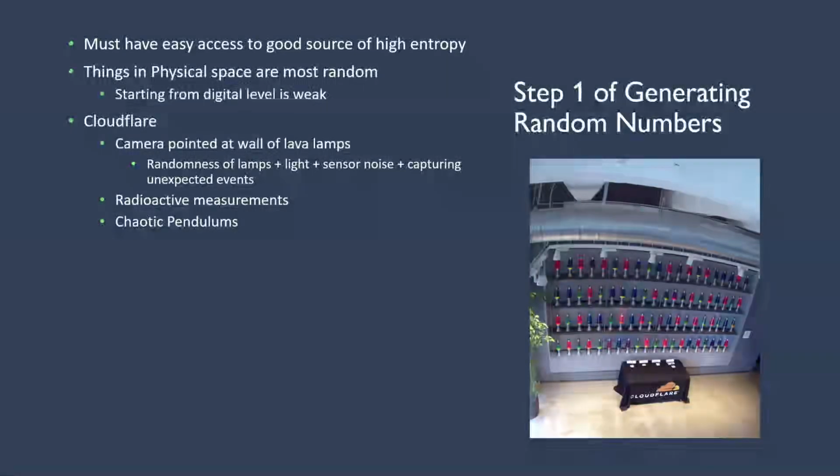So one such example of this is Cloudflare. Cloudflare is a service that provides these kinds of keys and encryption and such. And for one of their primary things, they have a couple other options as well, but the main thing they're known for is this lava lamp wall. So they have a wall in their office, and they have a camera pointed at it, and it's just filled with lava lamps, as you can see.